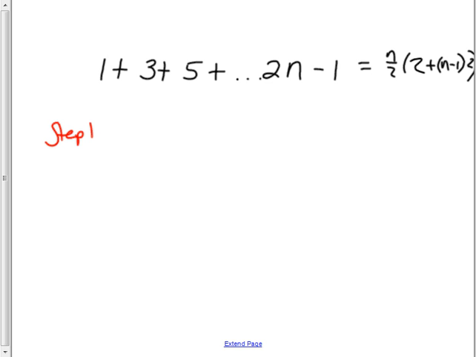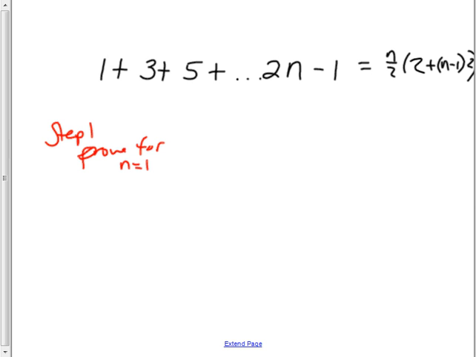What is step 1? If you just say n equals 1, you're not saying what to do with it. Prove for n equals 1. Okay, so prove for n equals 1.